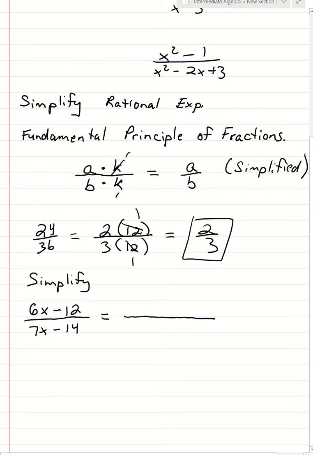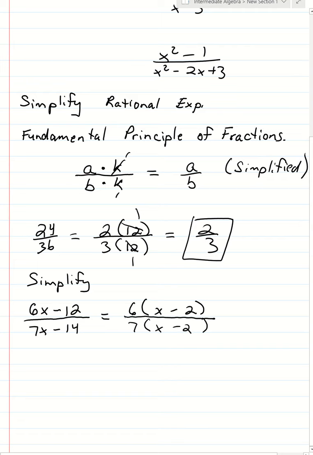Well, in the numerator, I could factor out a greatest common factor of 6. And if I factor out the 6 from these two terms, we are left with, of course, an x minus 2. So the numerator is now in factored form. And now we have to do the same thing with the denominator. In looking at my denominator, I too can factor out a common factor of 7. And if I factor out the 7 from these two terms, I would be left with an x minus 2.